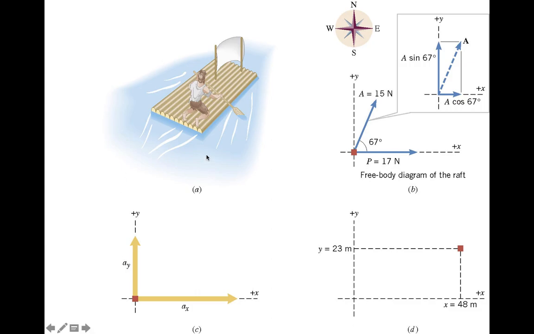So here we have an example. The person on the raft is paddling to the right in the eastward direction, and the wind is blowing at 67 degrees north of east and has a force of 15 newtons. So this vector here represents the force of the wind, and this vector here represents the paddling that's done by the person on the raft. The paddle is applying a force of 17 newtons directly due east, and the force of the wind can be broken down into x and y components as you see here.